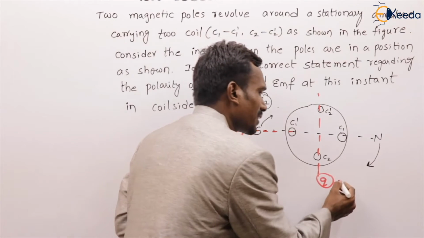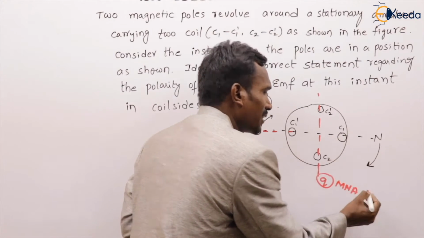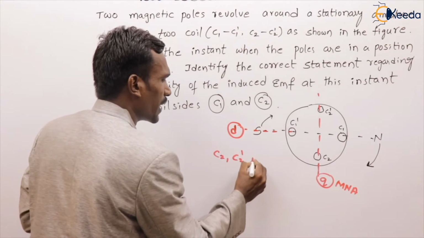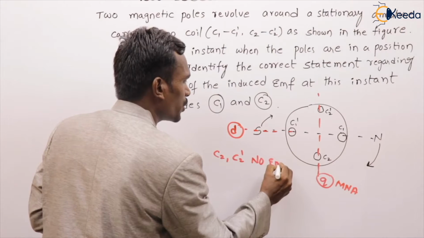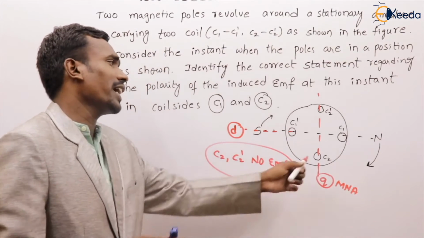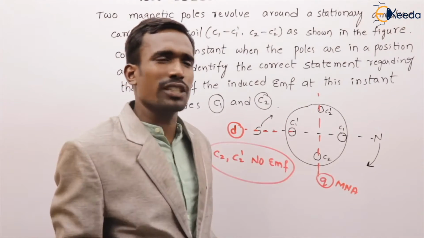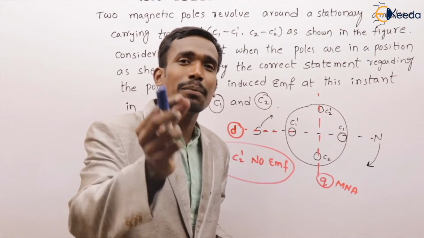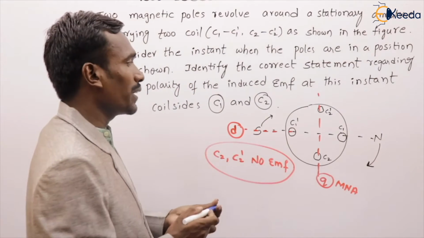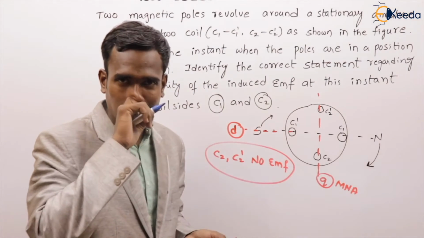Along the Q axis, nothing but the MNA axis. Along the MNA axis, there is no induced EMF in the conductors. In C2 and C2 dash, there is no induced EMF because this is the MNA, the magnetically neutral axis. Okay, what about C1 and C1 dash?